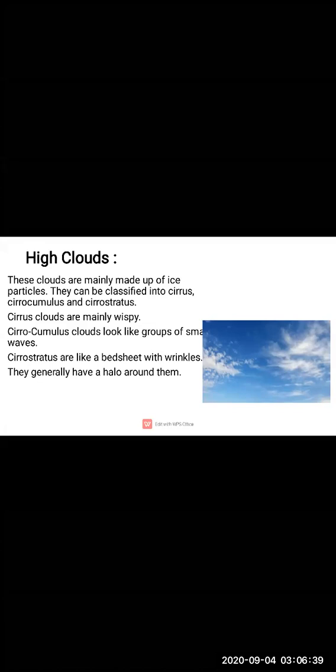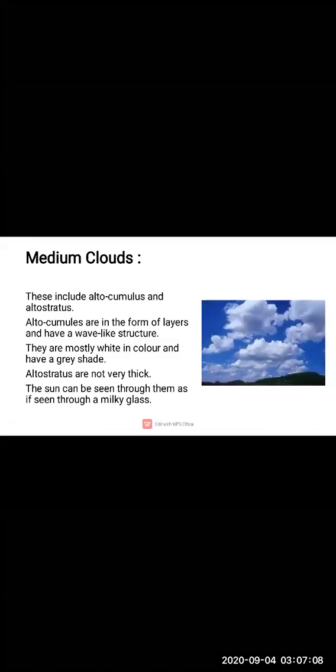And cirrostratus, they are like a bed sheet. We observe it has wrinkles, a bed sheet with wrinkles, so they appear like that. So high clouds consist of three types of clouds: cirrus, cirrocumulus, and cirrostratus. Now moving ahead, we are going to study medium clouds.